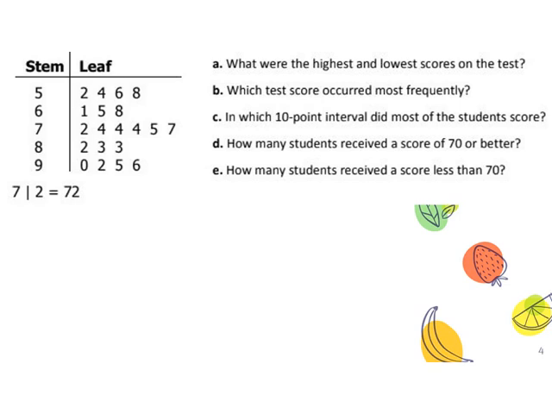So for our first question, we are going to be looking at the stem and leaf the same way. So actually it is the one that we created from the last page. So our first question is asking us, what were the highest and lowest scores on the test? So our lowest was listed here, that 52. So our lowest score was 52. And then the highest score, we should be over here all the way to 96.